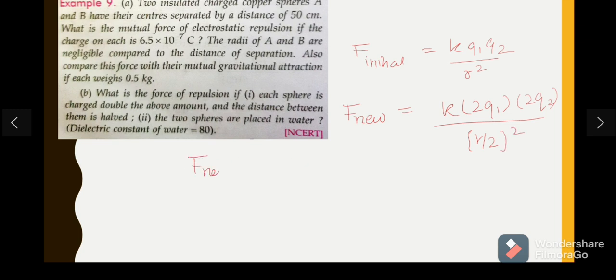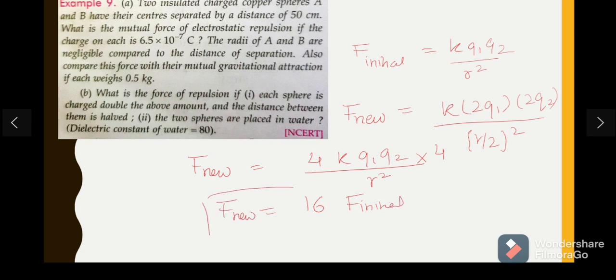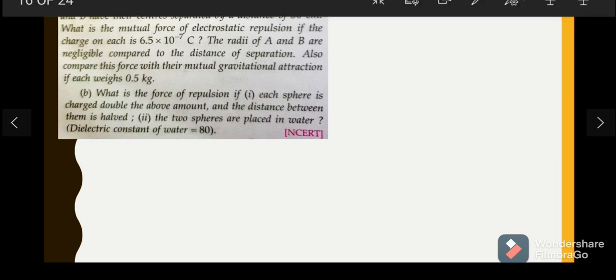So the new force becomes 4 times K Q1 Q2 divided by R square into this 4 in the denominator goes to the numerator. So this becomes 16 times the initial force. So I can see that the new force will then become 16 times the initial force.